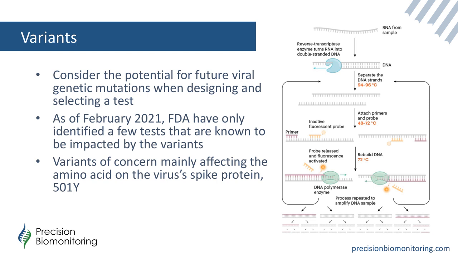So as of February of this year, FDA has only identified a few tests that are actually impacted by these variants so far, which is great. The variants of concern are mainly affecting spike protein. So in particular, if you're considering a test that has spike protein as one of the targets, it becomes even more important to make sure that that's being looked at on a regular basis.